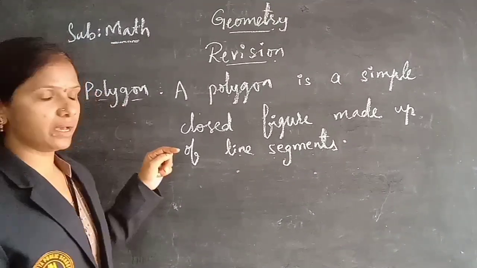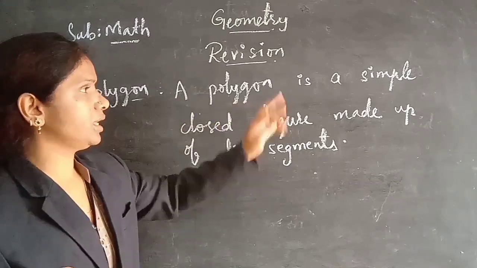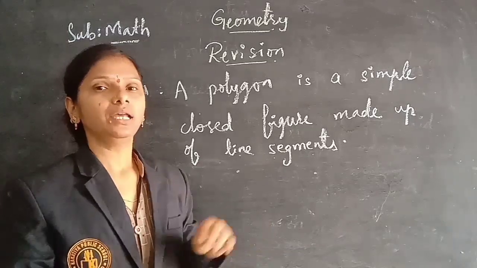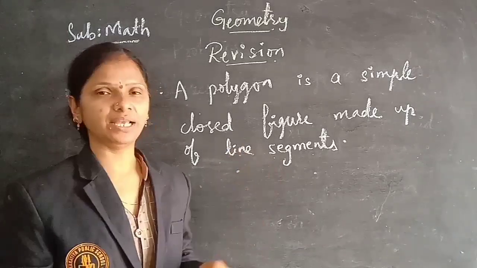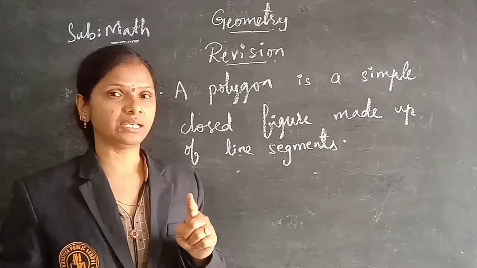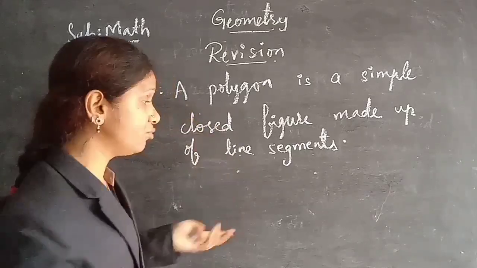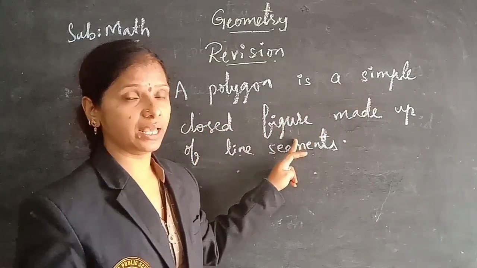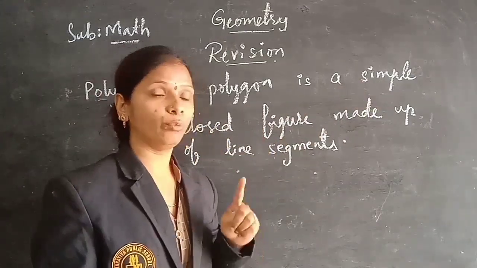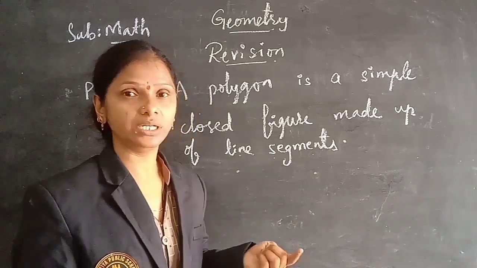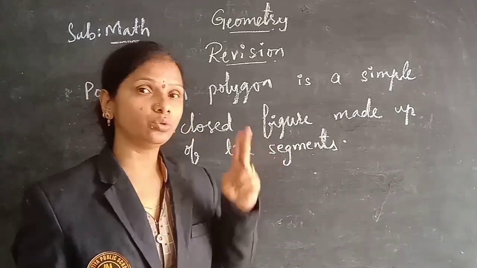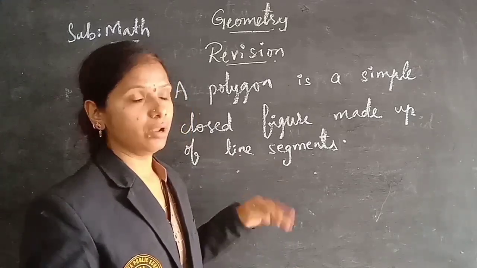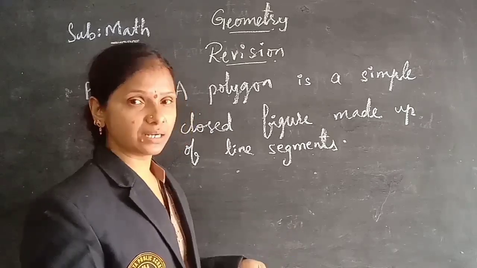So in that, we are revising polygons here. A polygon is a simple closed figure made up of line segments. It means it is a closed figure made up of line segments. If I take one line segment, we can't draw a polygon. Why? Because it won't be closed. If I take two line segments also, it is not a closed figure, so it won't be a polygon. With three line segments, we can start the polygons.